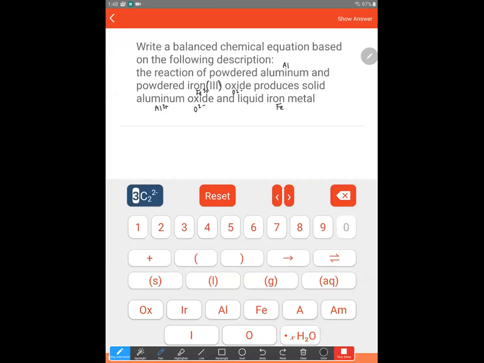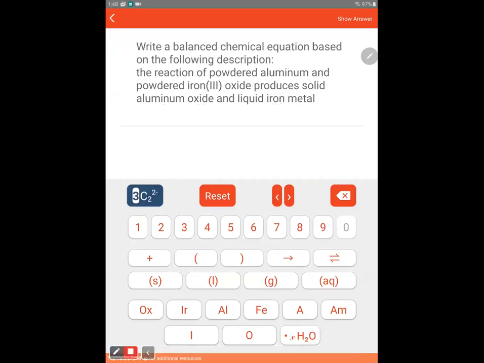So let's type. One of the keys will be using this button right here, which switches you from coefficients to subscripts to charges if you need to. Okay, so I have aluminum to start with. You'll see this middle row here as solid, liquid, gas, aqueous. Those are our states, so we need to include those. Aluminum solid plus iron oxide.